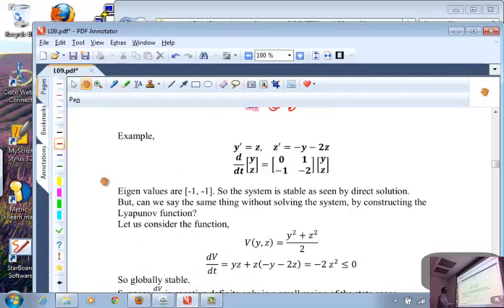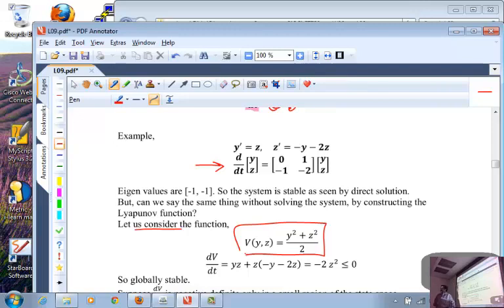Here is an example of a 2 by 2 system. y prime is z and z prime is minus y minus 2z. Put it in the matrix, vector matrix form. Okay, and let us consider, someone has dreamt up this particular function. But you can see that it is a quadratic function. It has to be positive definite, right? So if you write it like that, it will always be positive definite. So that's obvious. Okay, so this is going to be greater than 0.